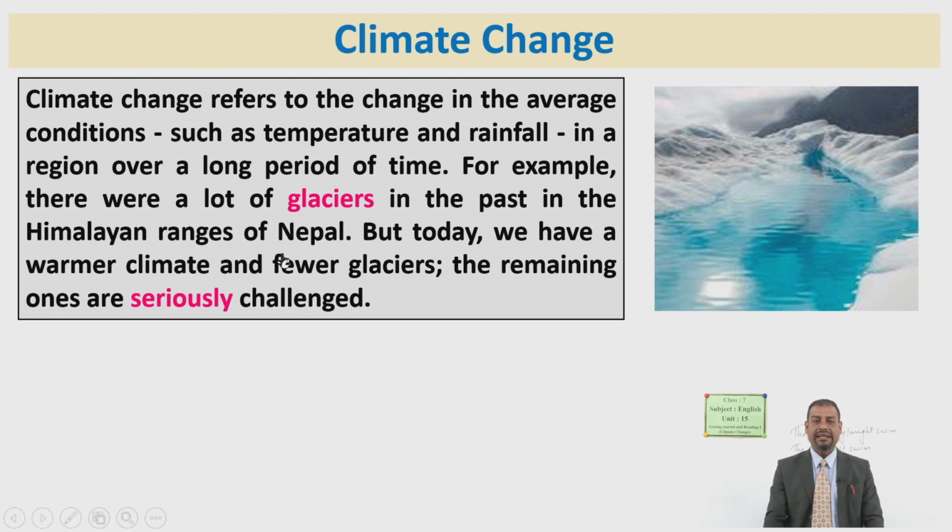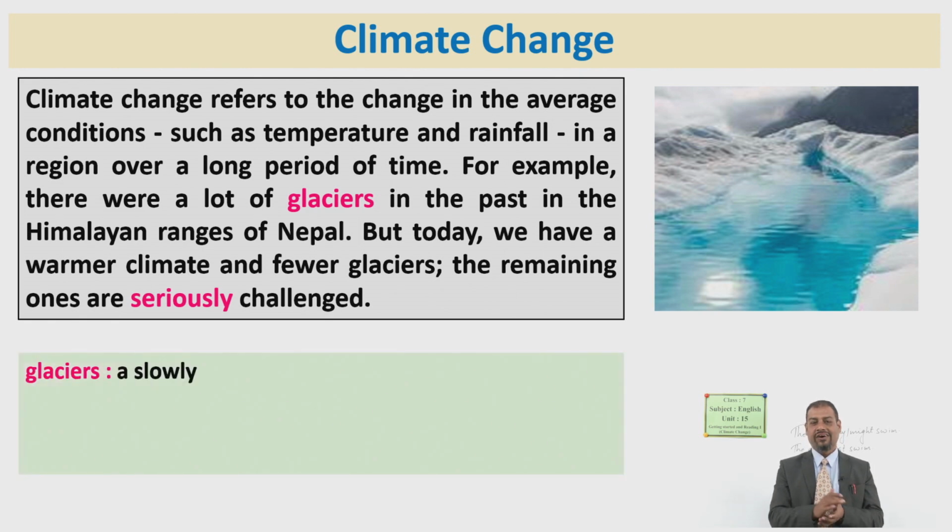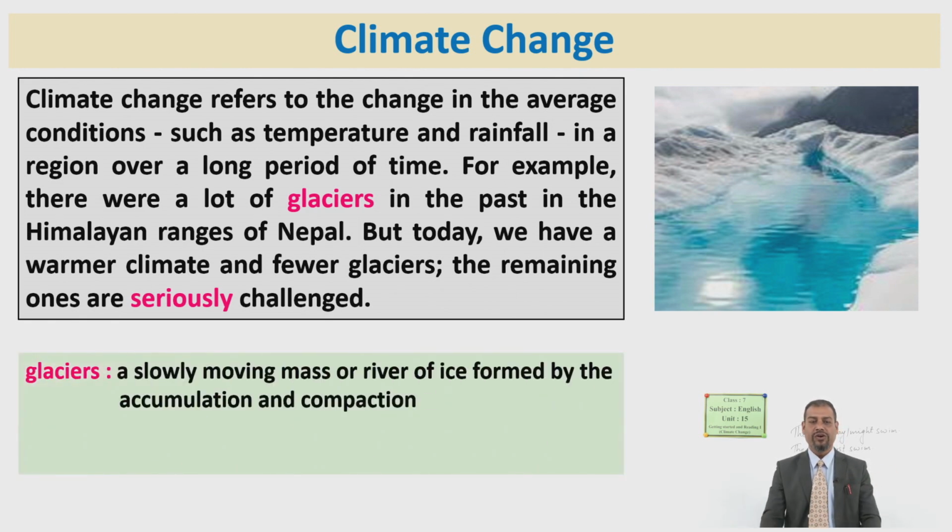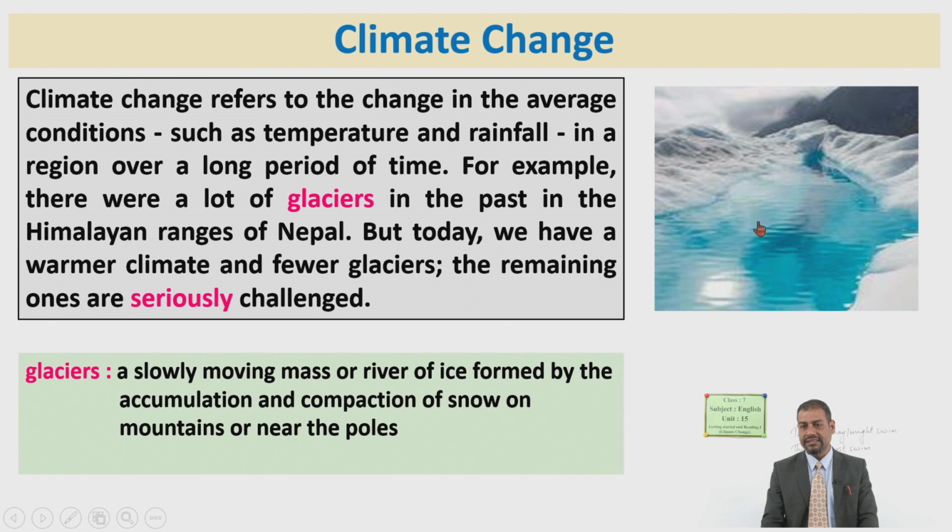So I hope you might have understood the unfamiliar words glacier and seriously. So what does glaciers mean? Can you tell me? Okay, you can write it down in your notebook. Glaciers mean a slowly moving mass or river of ice formed by the accumulation and compaction of snow on mountains or near the poles. This is the picture of glacier. Simply you can understand it is a snow river in the mountains.